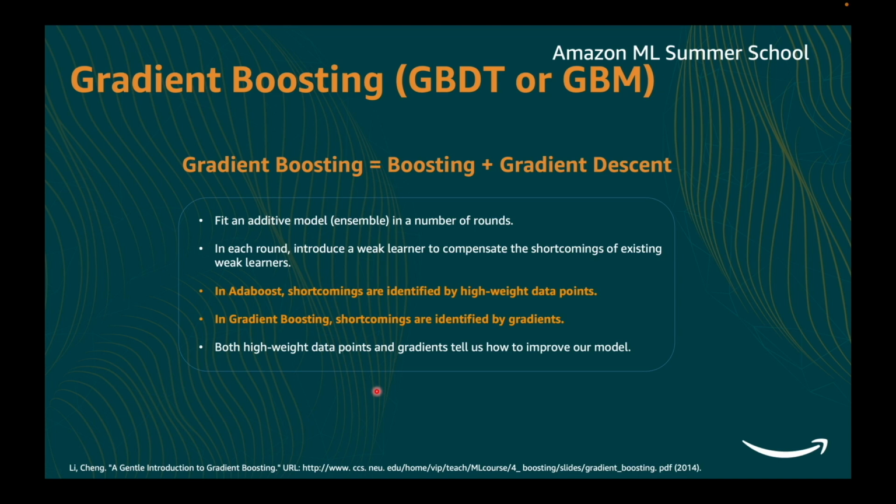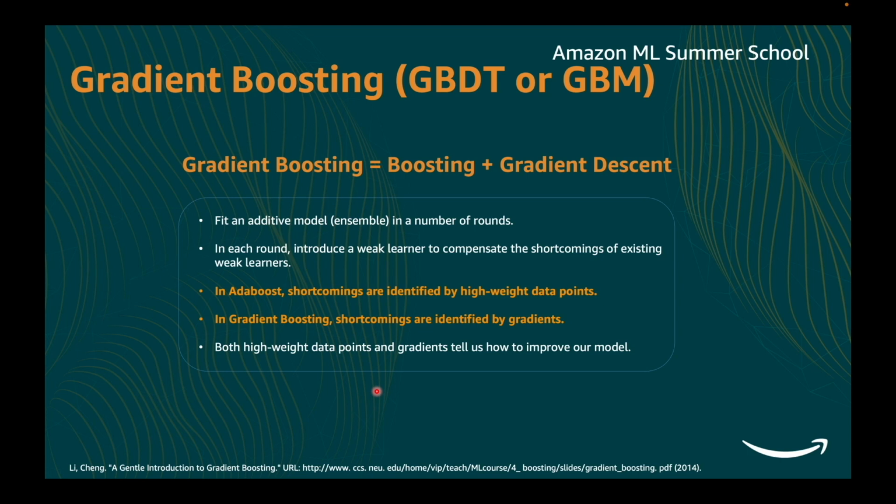Now, the difference between AdaBoost and gradient boosting is that in AdaBoost, the shortcomings are identified by your high weighted data points. The vector where the probability scores were high, that is how you identified which data points to focus on. Over here, the data points are identified by the gradients, the residuals, essentially.